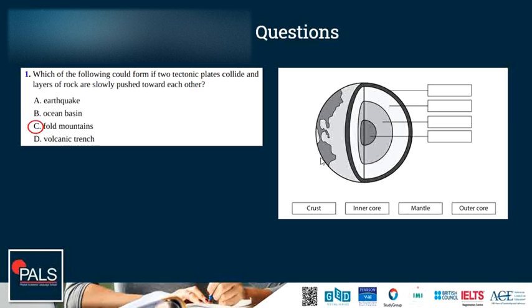Let's label the layers of Earth. You can try it yourself. The correct answer is coming now. You can pause the video. The outermost layer is the crust. Then comes the mantle with the lithosphere and the asthenosphere. Then comes the outer core, which is liquid, and the inner solid core.